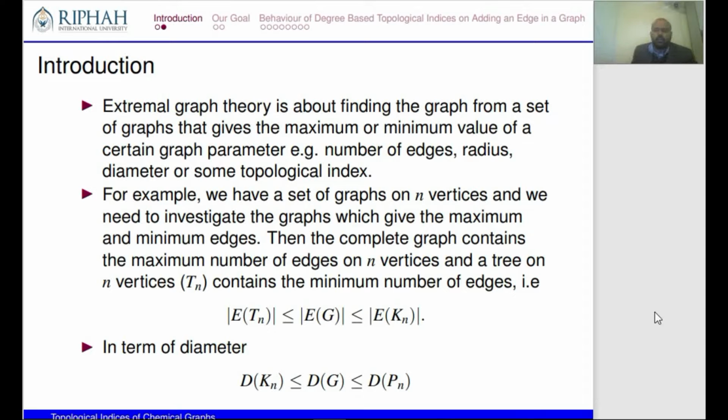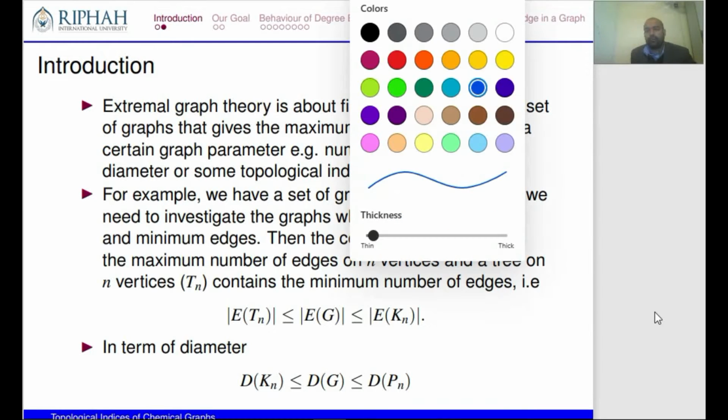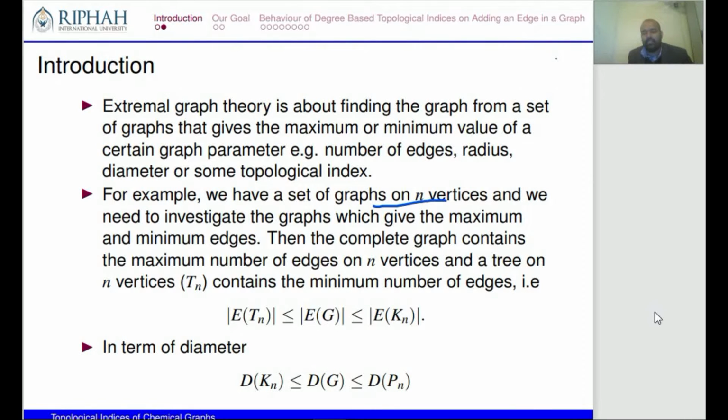For example, we have a set of graphs on n vertices, the set of all graphs. Of course, when we talk about graphs, we mean finite, connected, and simple graphs. We need to investigate the graph which gives the maximum number of edges from that set and the graph which contains the minimum number of edges. We know that the complete graph on n vertices contains the maximum edges because every two vertices are adjacent with an edge, and any tree contains the minimum number of edges.